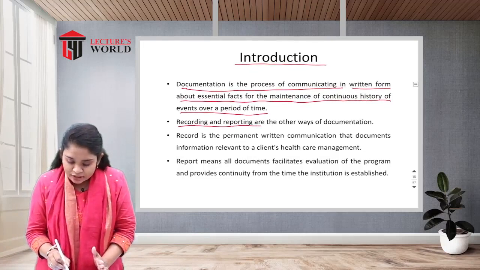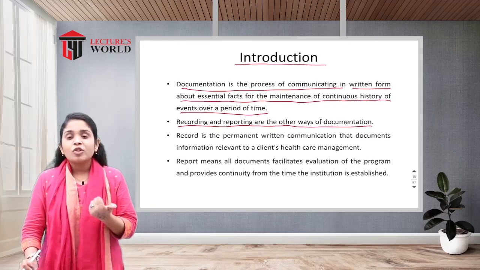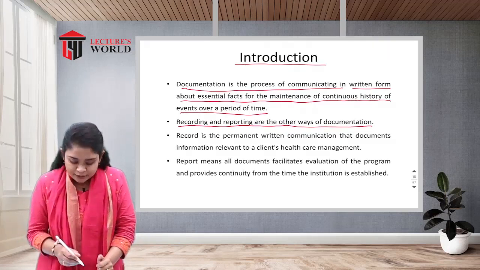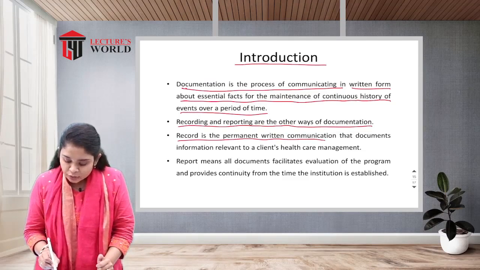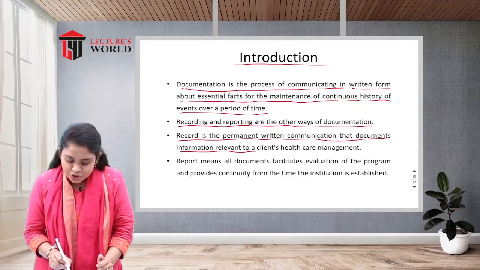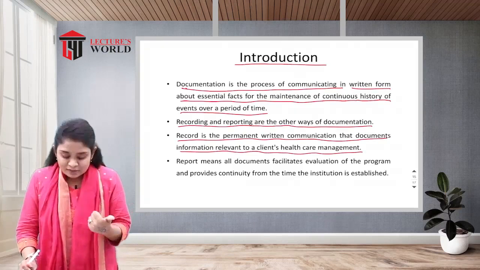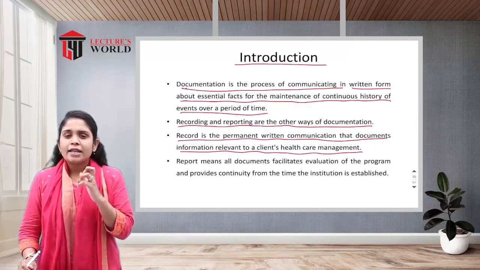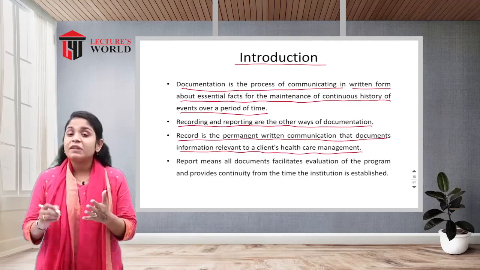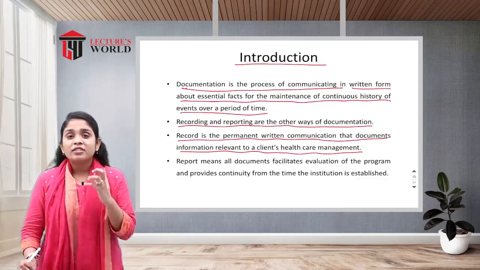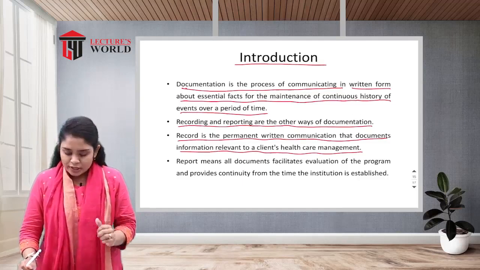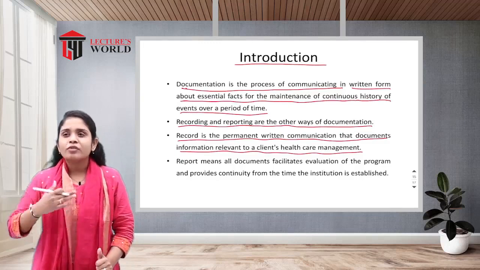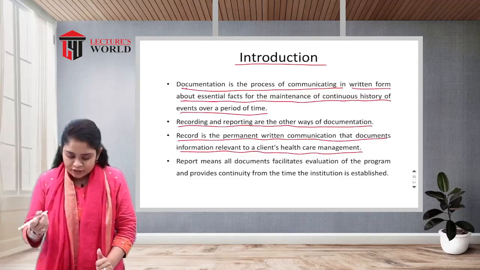Now records and reporting are other ways of documentation. That is also one type of documentation, the records and the report. Now we'll be talking about them individually. A record is a permanent written communication that documents information relevant to a client's healthcare management. It means it is a permanent written statement. If something has happened, or any care has been given to the patient, we maintain it in written form. That written form will be stored permanently. It can be used for any future prospect also. So that is known as the records.